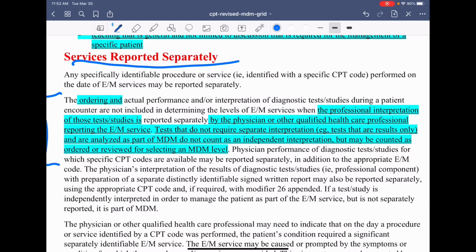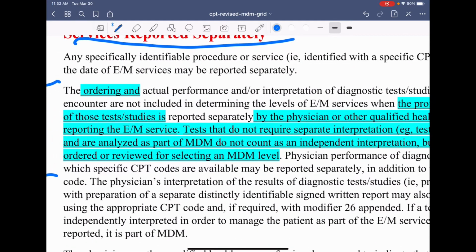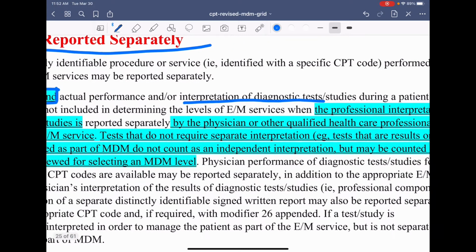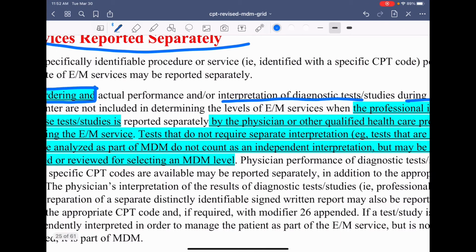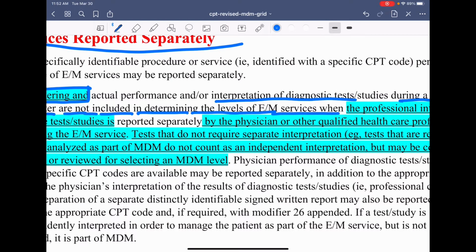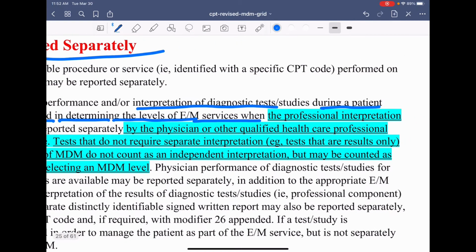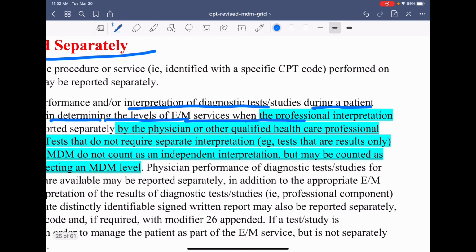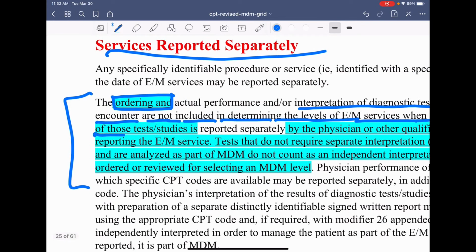So let's break this down piece by piece, and I really want you to focus here. It says the ordering and actual performance and/or interpretation of diagnostic tests or studies during a patient encounter, so that means when the patient's in the office or clinic, are not included in the determination of the levels of EM service. So they're not counted in the MDM when you're picking your level of service when the professional interpretation of those tests or studies is reported separately.